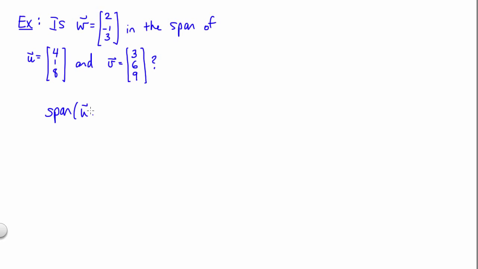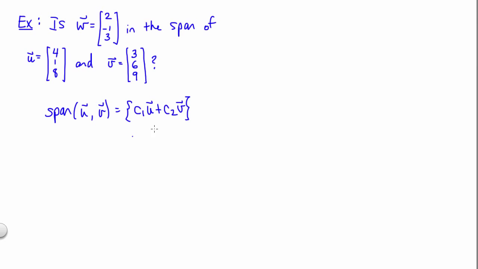When we say the span of vectors u and v, that means the set of all possible linear combinations of u and v. So we could say it's a set of vectors that look like c1u plus c2v, where c1 and c2 are any real numbers.